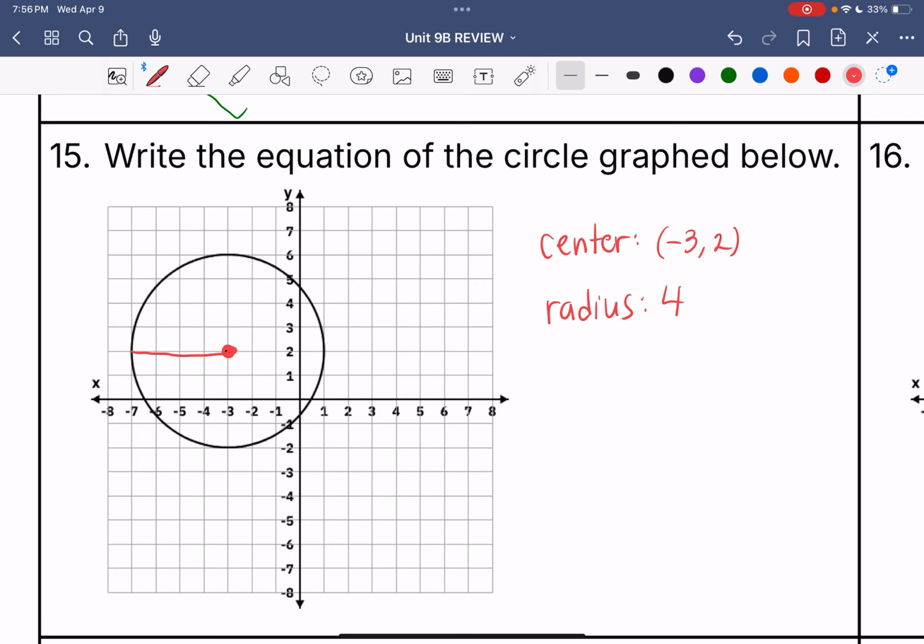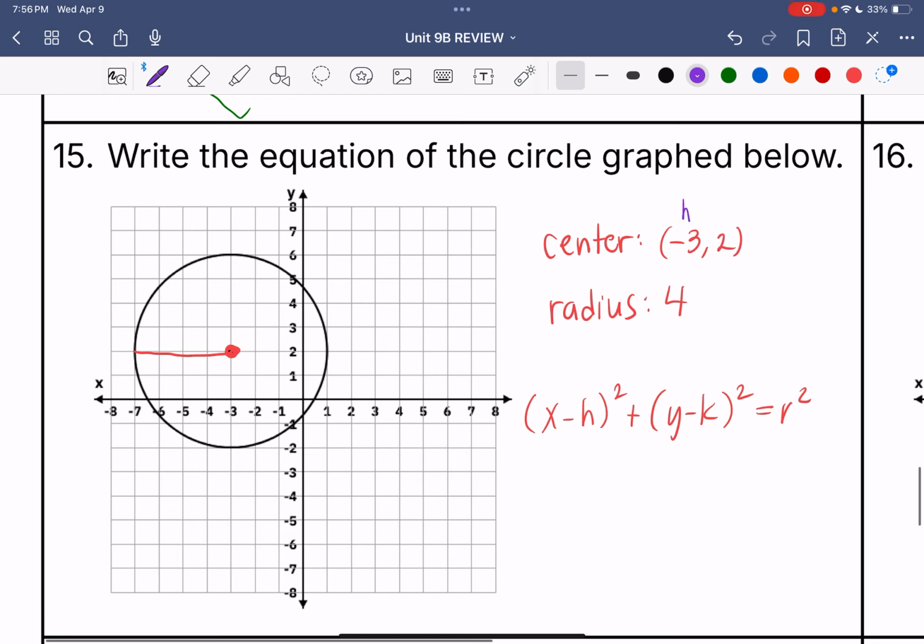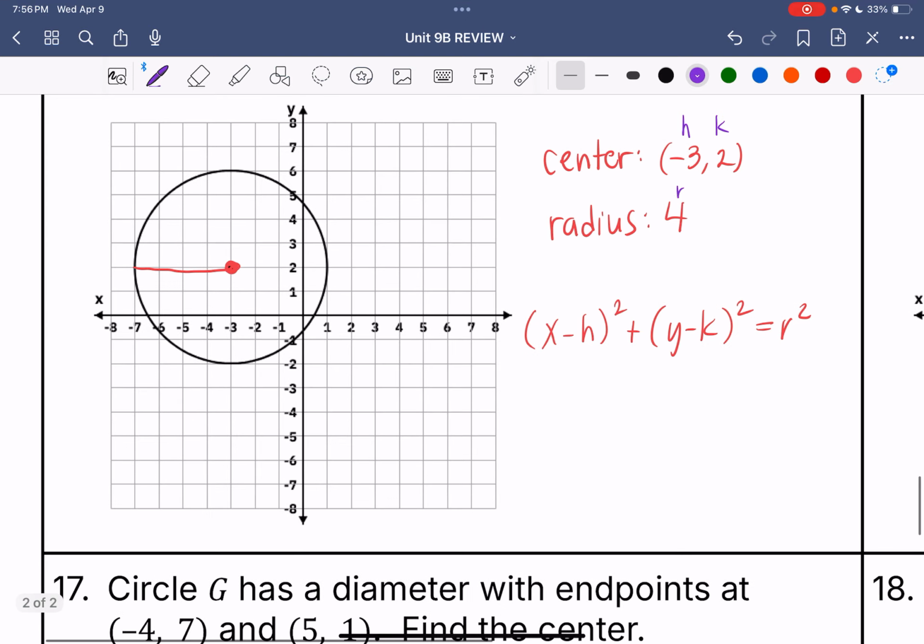Now, our formula for a circle, so I'm just going to write the formula right now, is x minus h squared plus y minus k squared equals r squared. H, K is the center. So you're going to plug in those numbers. And then radius, of course, is r. So we just got to plug this stuff in.